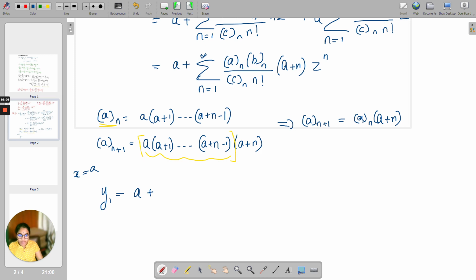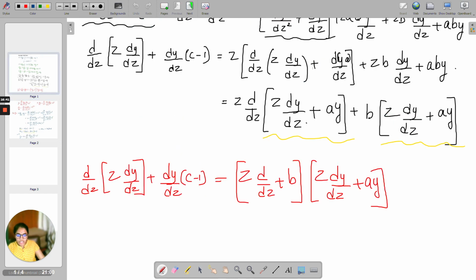A plus summation n equals 1 to infinity. Yes, what is a_n into a plus 1? I can write it as a(n+1), right? So this is b_n divided by c_n n factorial into z power n. Okay, so from this equation we have solved for this part. Yes, for our convenience we've denoted this by y1.